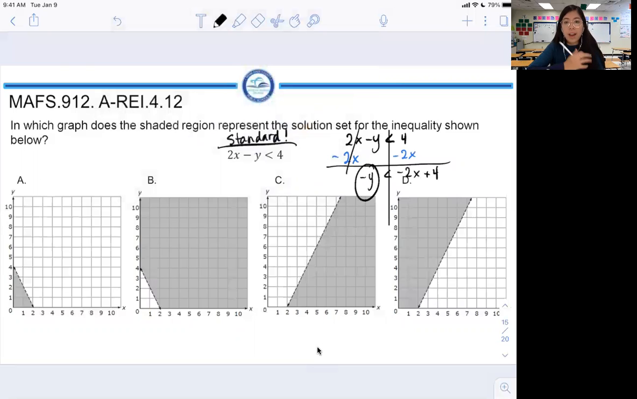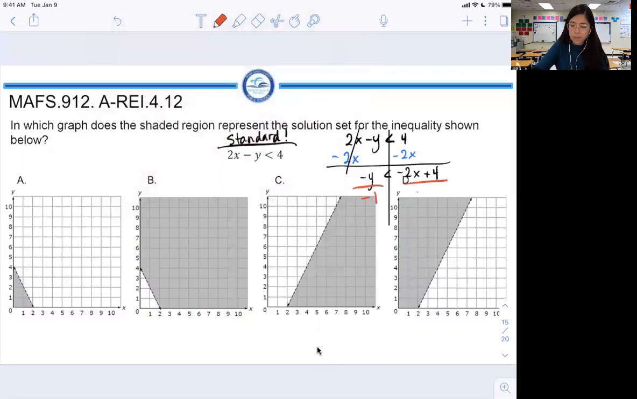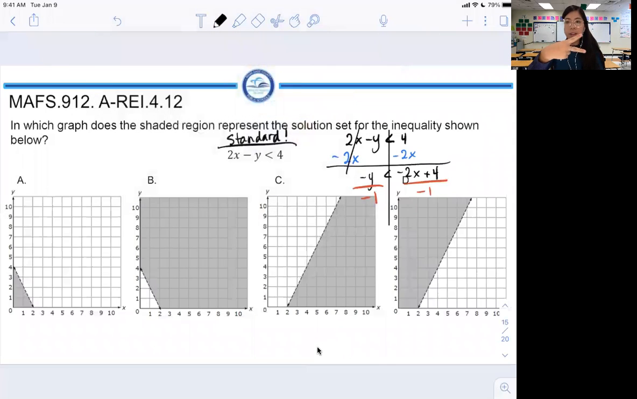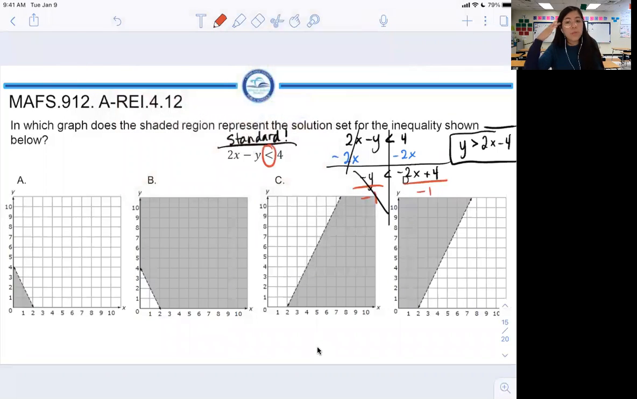But this is negative y. I need positive y. So I have to divide both sides by negative 1. And remember, when you divide by a negative, the symbol of your inequality is going to switch. It's going to flip around. So this would be y is greater than 2x minus 4. See how it could be deceiving, because originally it looked like this was going to be a less than sign, so you might have chosen answer choice A or C because those are below. But once you turn it into slope-intercept form, the sign flips.